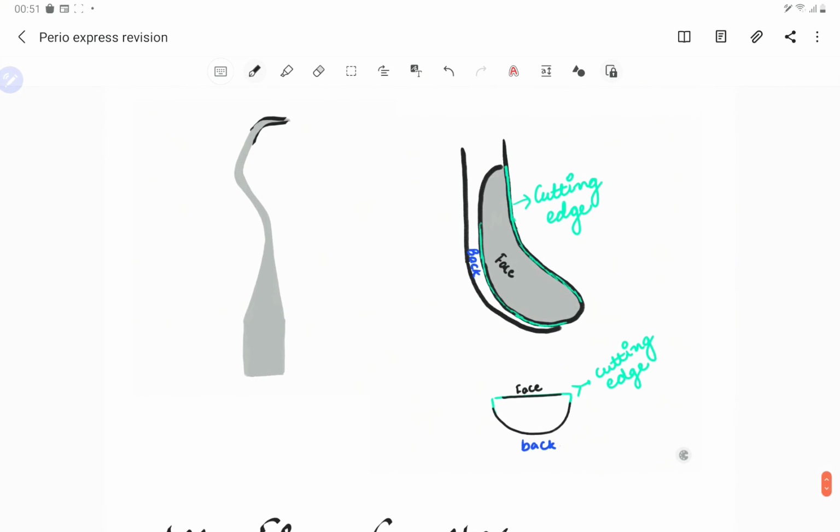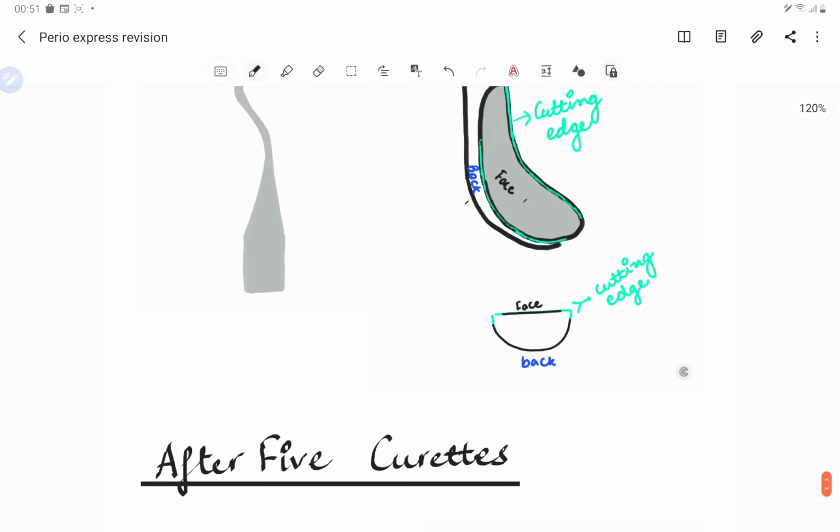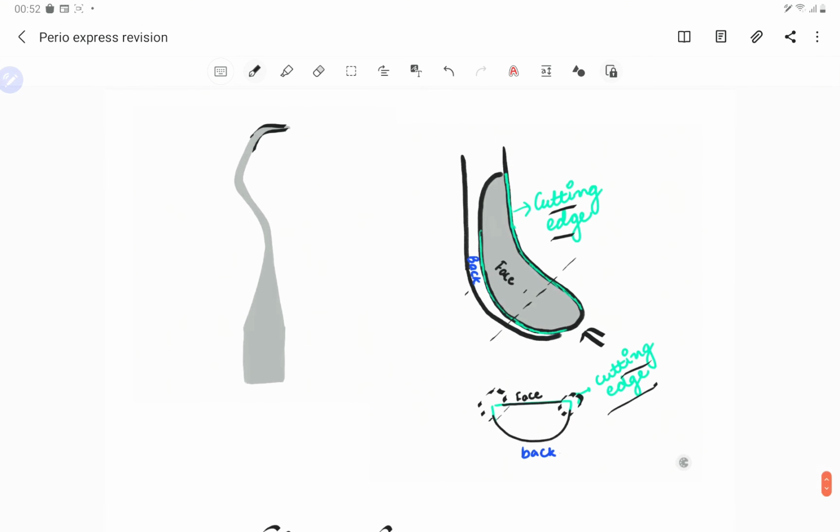You see that there is a face, and there is a back, which is the posterior part. If we cut this from over here and see the section from this view, you will find a rounded back, a face which is shown in grey color, and the lateral surfaces, the cutting edges, which I have shown in green. They are very sharp, and they remove the subgingival calculus. They also remove the pocket lining. So this is a typical diagram for a curette.